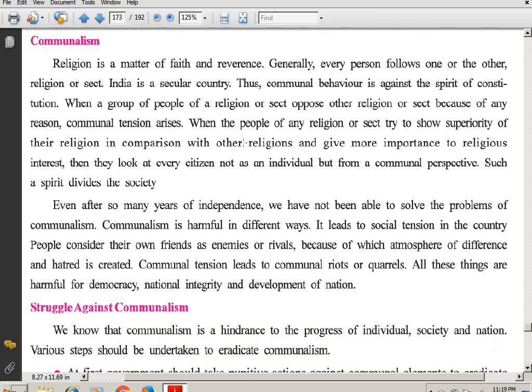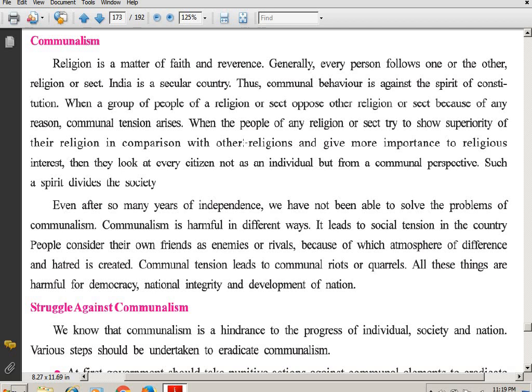Religion is a matter of faith and reverence. Generally, every person follows one or the other religion or sect. So students, in communalism, what we are talking about is religion, and religion is a matter of faith and reverence. For every person, his or her religion is a base, and they like to have that reverence for their own religion and have that faith in their own God.